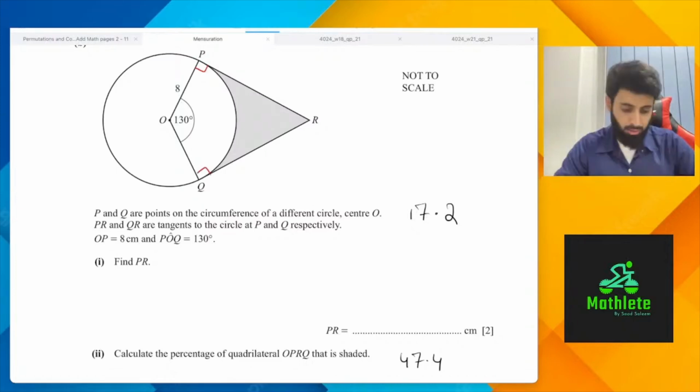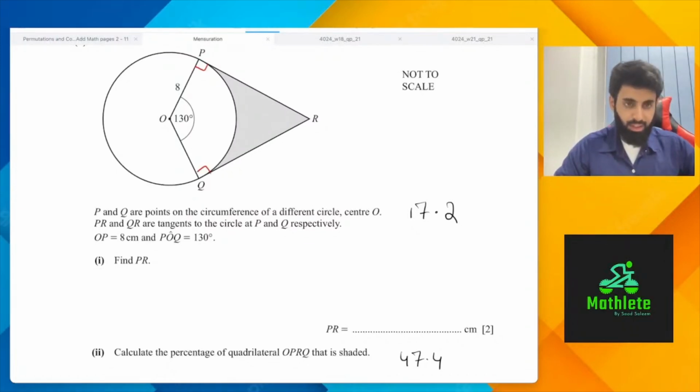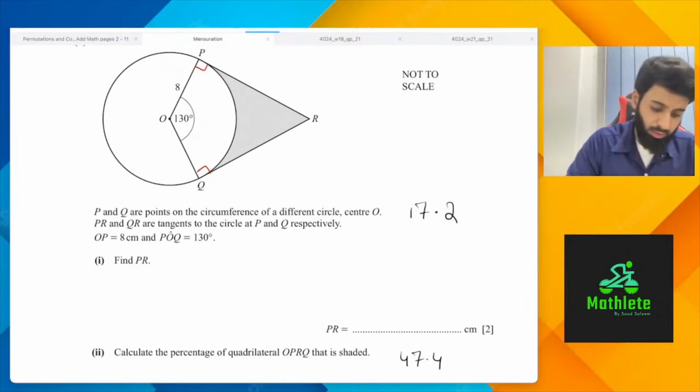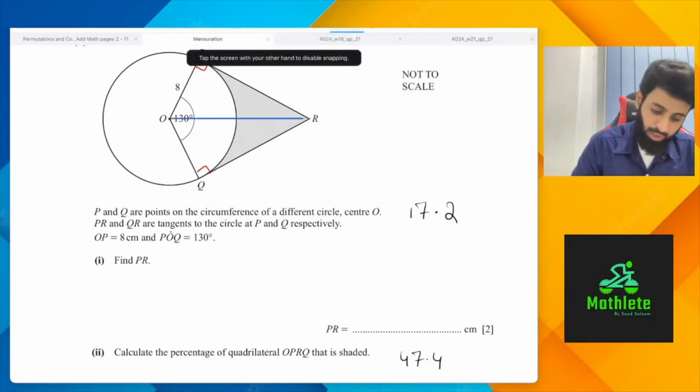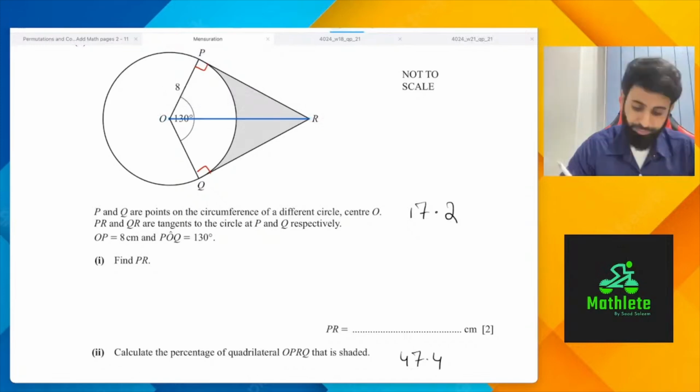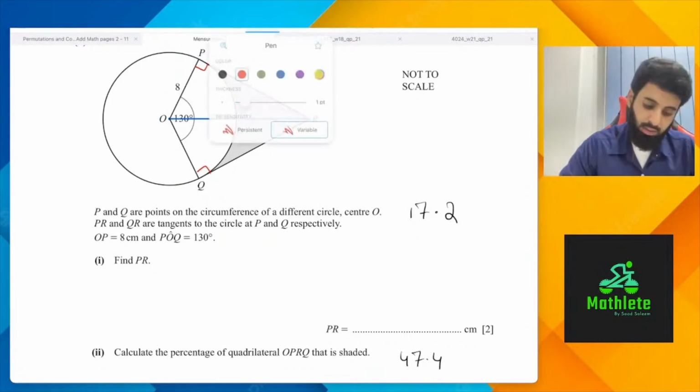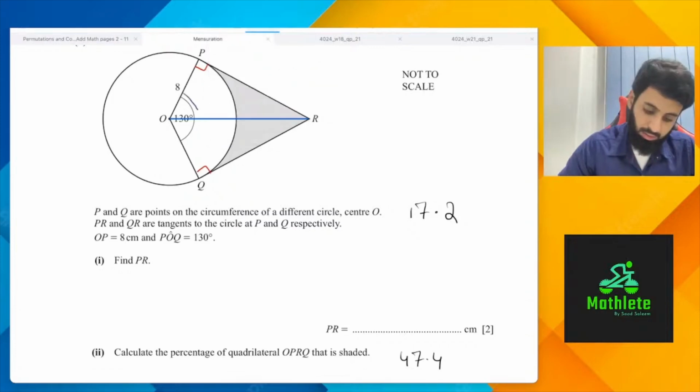Okay. Now, what do we have to find? We have to find PR. To find PR, we'll have to make a slight modification. So what modification will that be? We're going to have to make a line that runs from O to R. What that will do is bisect this angle. Okay. 130, half of 130 is 65.